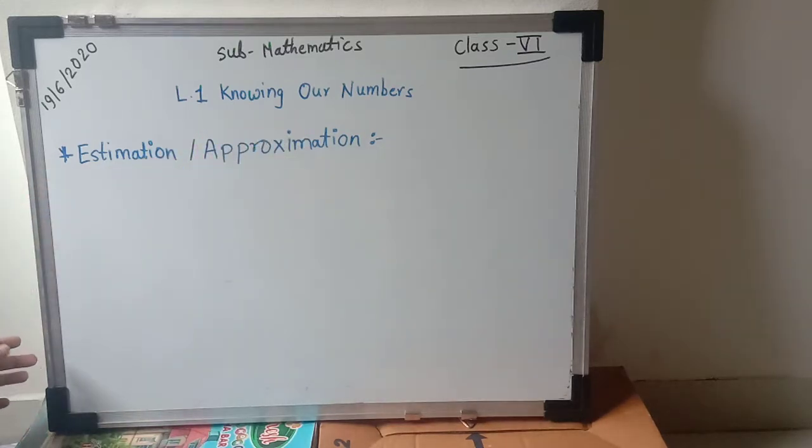So students, you know that we have started our lesson number 1, knowing our numbers, and in that we have seen the two different place value systems, that is Indian place value system and international place value system. There also we have seen how to compare the numbers, how to form the greatest and smallest number. Now here we are going to learn what is an estimation and approximation.